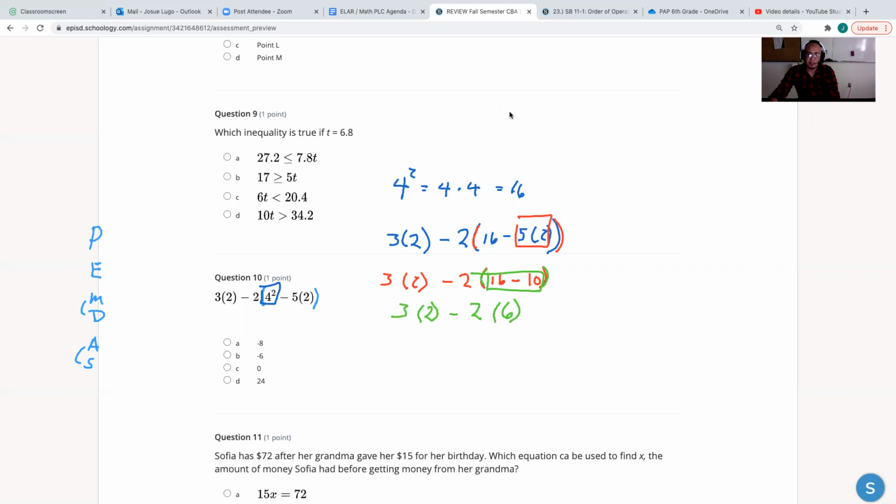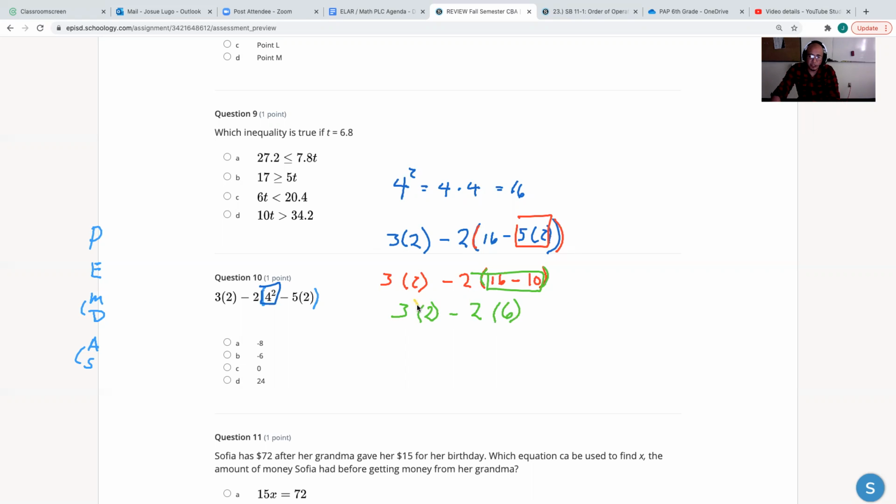Some of you might ask, well, Mr. Lugo, didn't you have a parentheses over here with the 3 times 2? No, guys, because remember, we look at what is inside the parentheses. And 2 is just 2, and it's right next to the 3. That just means multiplication, all right? So that's why I did the parentheses over here first.